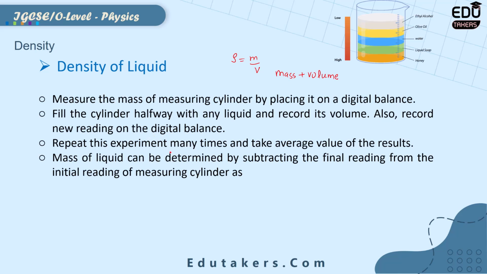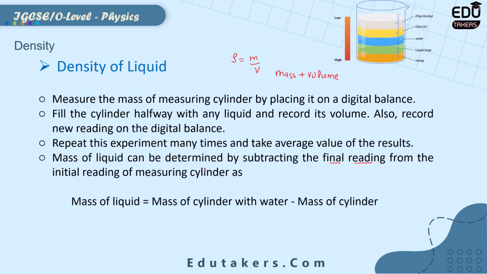The mass of the liquid can be determined by subtracting the initial reading from the final reading. The final reading is basically the mass of the measuring cylinder plus water or any liquid. The initial reading is just the empty measuring cylinder. So the formula is given here: mass of liquid is equal to the mass of the cylinder filled with the water minus the mass of the cylinder. You actually calculate the mass of the liquid.